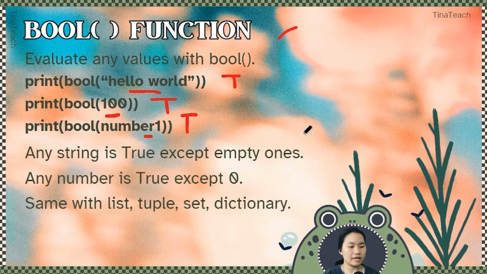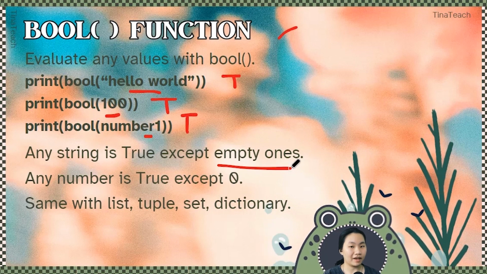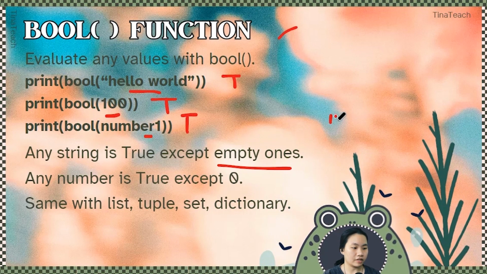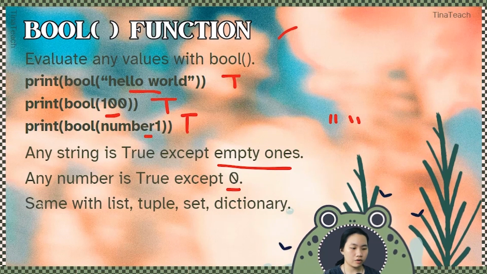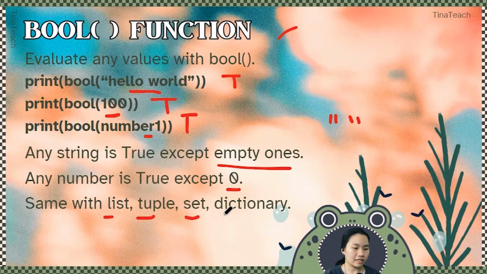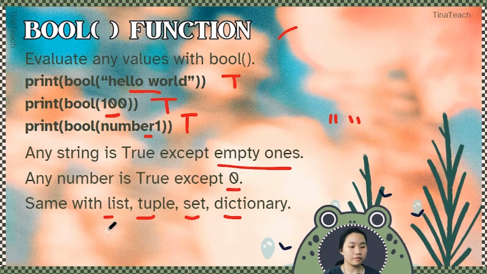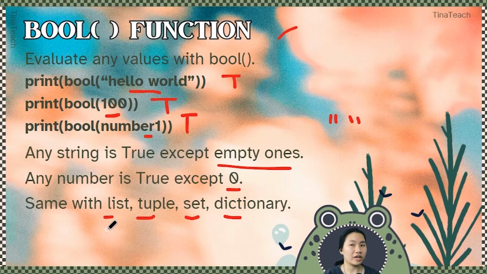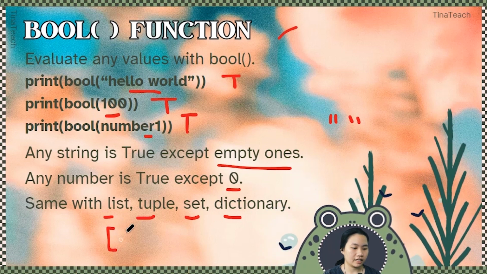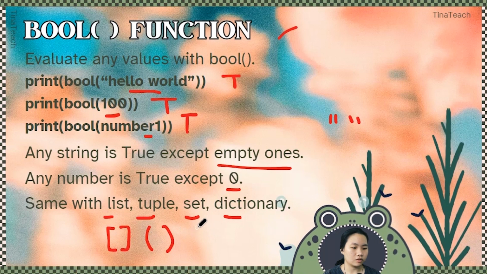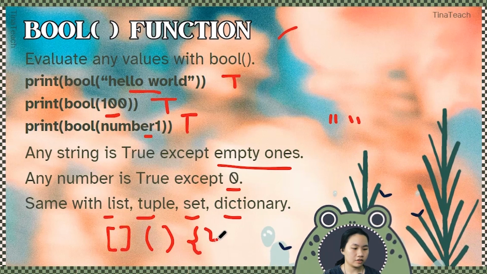Anything is true except for empty values, right? So empty values like the empty string, the number 0. Same with list, tuple, set, dictionary, which you will learn in the future. They are really just a way of organizing data. If they're empty, they evaluate to false, okay?